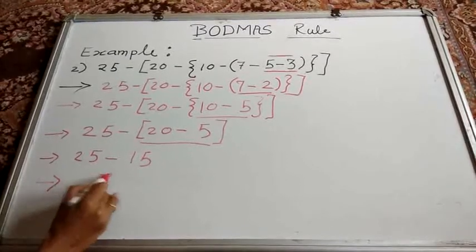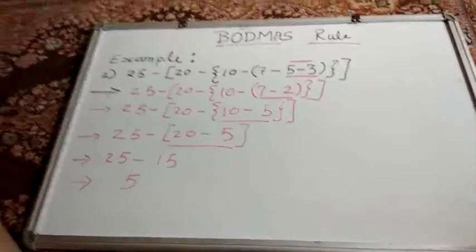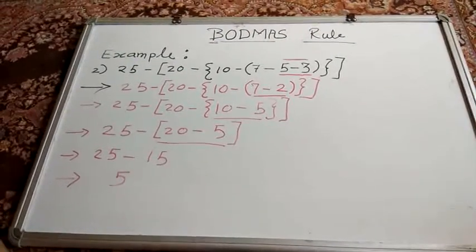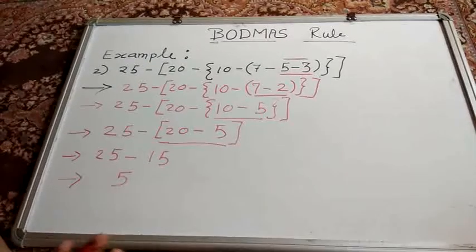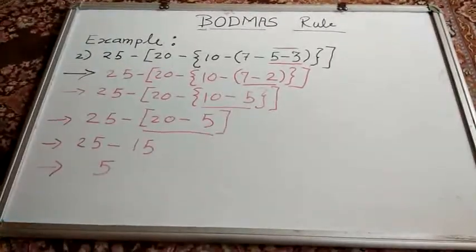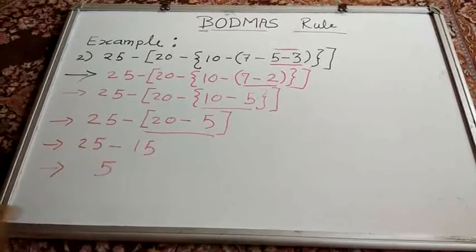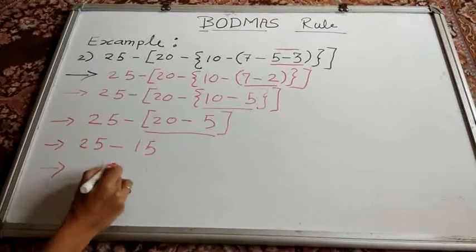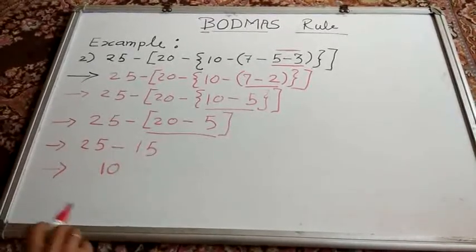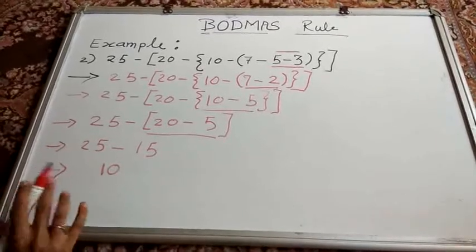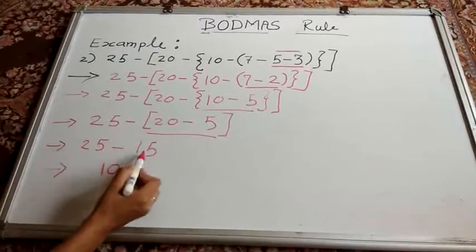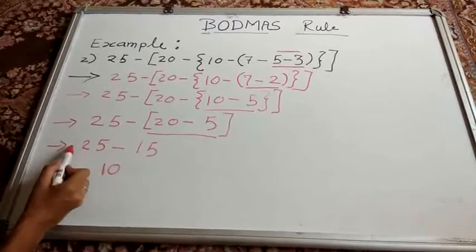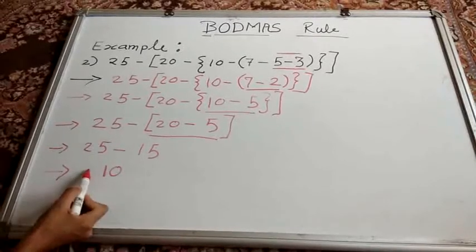Sorry, the subtraction of 25 minus 15 is 10. Yesterday we learned rules for multiplication and addition. If you observe, this 25 is positive and 15 is negative. 25 is the bigger number and this bigger number has a positive sign. Therefore, the answer is also positive.